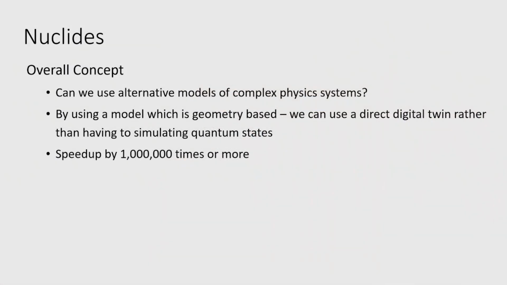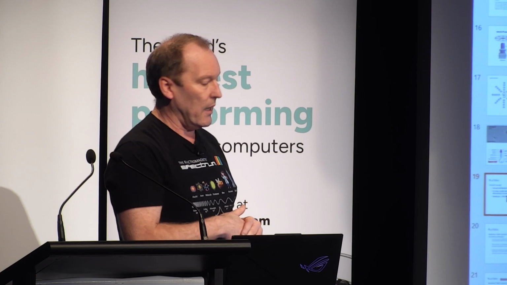So this is a nucleotides. So the goal here is, can we have an alternative model of a complex physical system, or system from physics? So in this case, it's a geometry-based model to create a digital twin so that we can look at decay rates and isotopes without having to simulate quantum states. So the goal here with this sparser and simpler representation is to generate about 1 million times speed up.